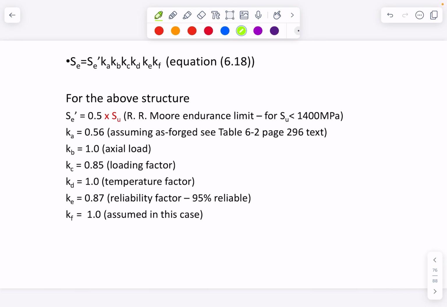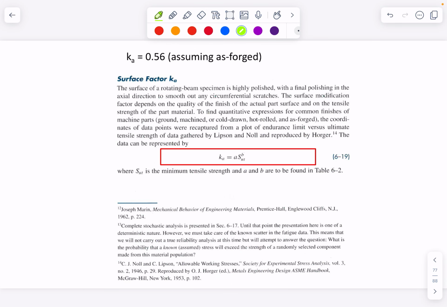We can do some estimations. We know that the endurance limit may not exist for this exact piece of material. So what we can do, and R.R. Moore suggests, for an ultimate strength less than 1400, which is most of what we work with, use half of its ultimate, right? 0.56 forged, 1 axial loading, and we end up with the right values.